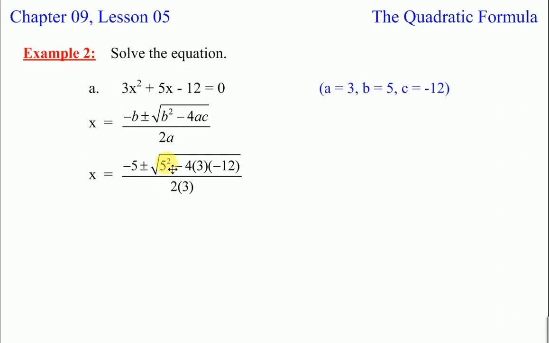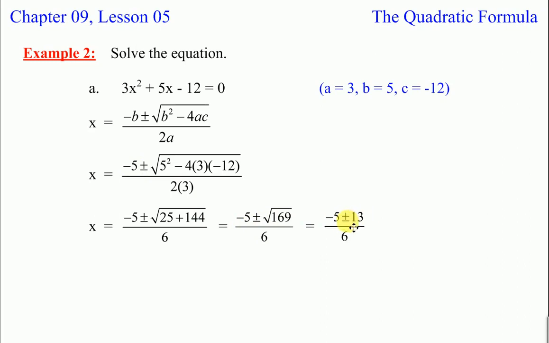Negative B, negative 5, 5 squared, and then here's A is 3 and C is negative 12, and then A down here again. Simplify under the square root, add them together, and then we get negative 5 plus or minus the square root of 169. Find the square root here. Now we have two situations. Either we're going to add 13, in which case 8 divided by 6 gives me 1.3 repeating, or 1 1/3, or you get negative 3 if we subtract 13.